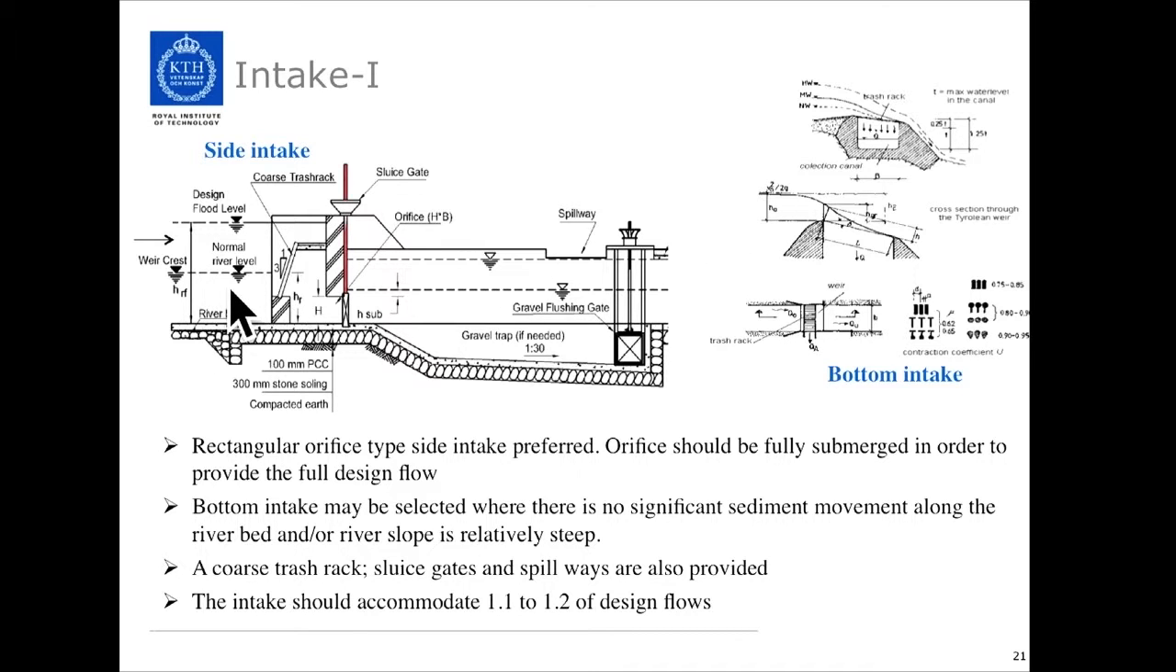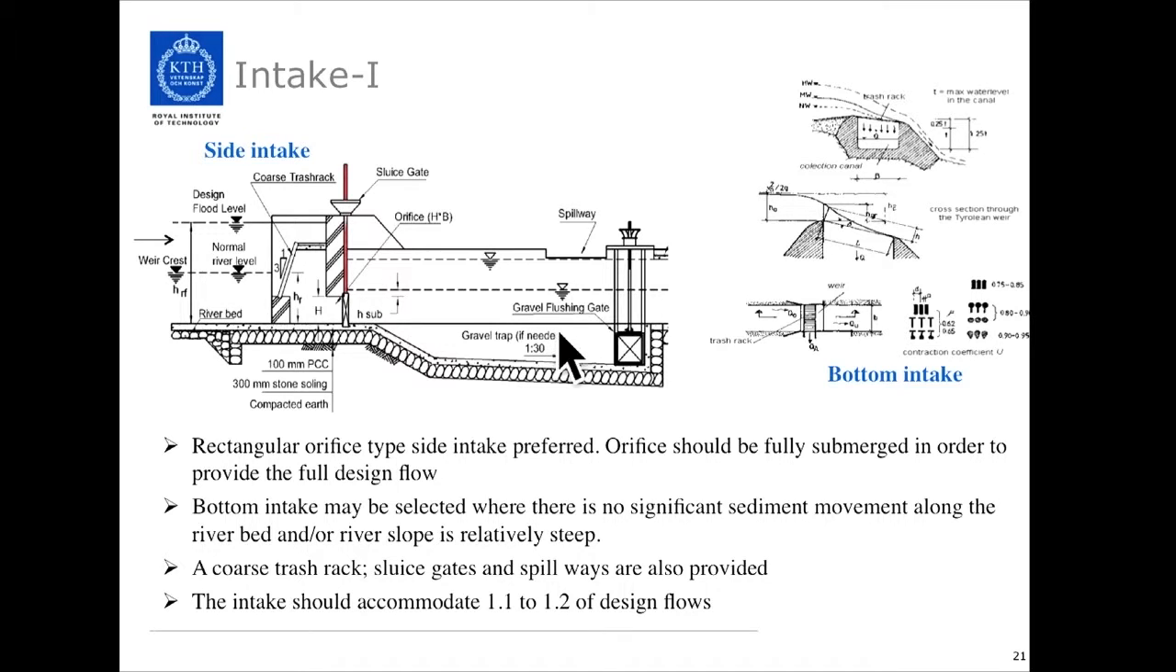Normally, side intakes are coupled with a gravel trap. In this drawing you can see the normal river level and design flood level, and the baffle wall to protect the structure from the design flood level. There is an orifice, which is the inlet for the water going inside the gravel trap, and a cross trash rack is placed in an inclined position to protect the water coming in from the debris.